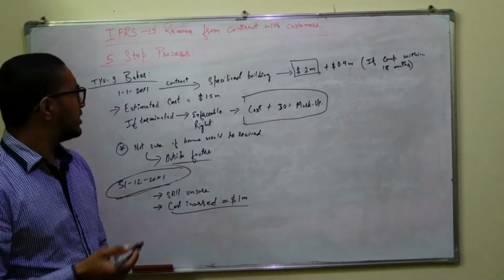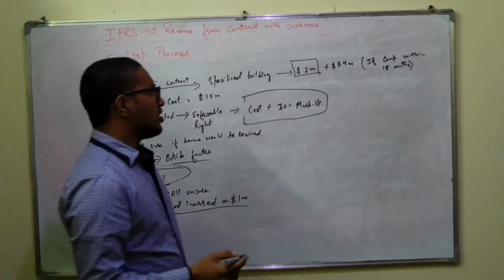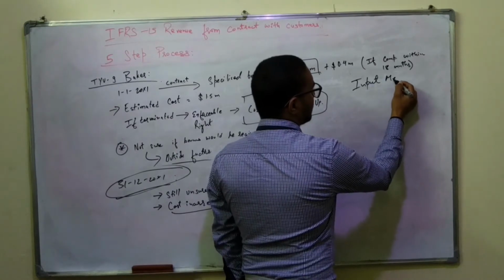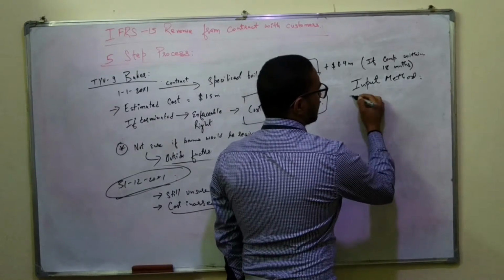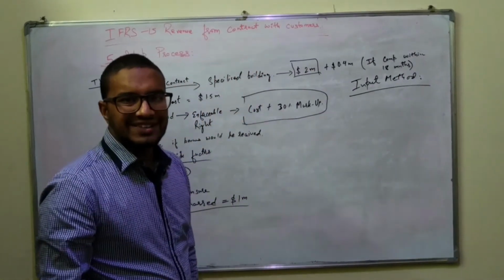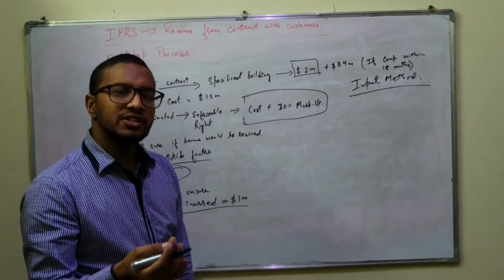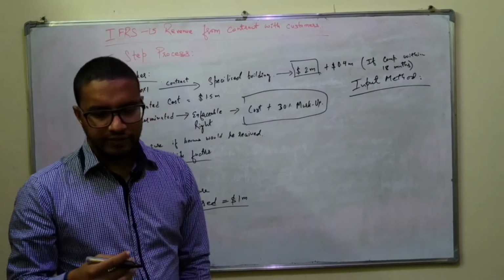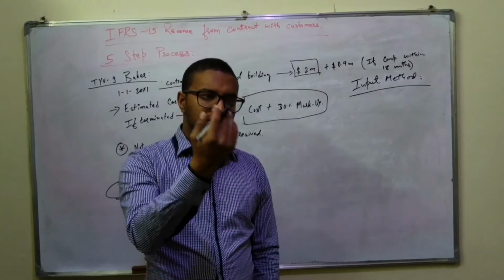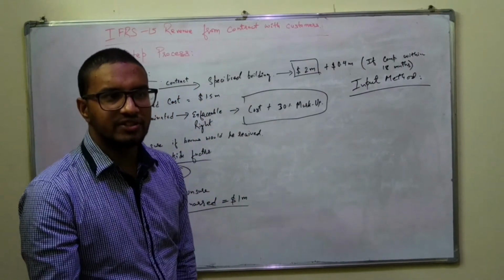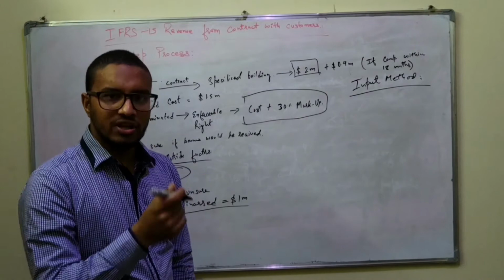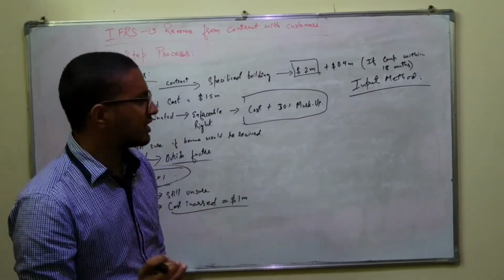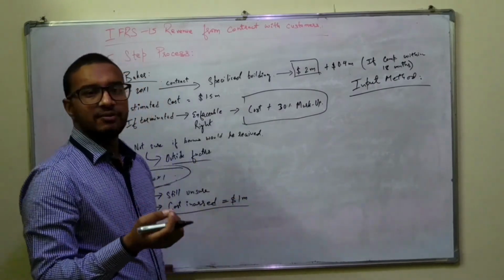So how do we account for this? This particular question is using the input method. The input method is the method used to recognize revenue as per the cost incurred as a proportion of the total cost. If it would have been the output method, then they would have brought a survey and said, okay, this much completion is done, so we recognize revenue and cost as per the surveyor's percentage. So this is clearly the input method.